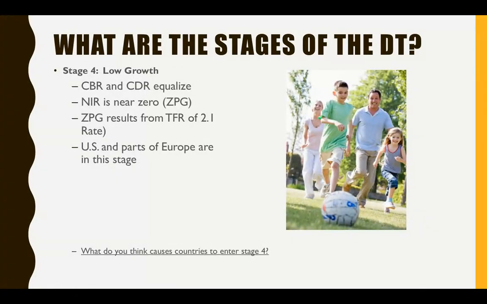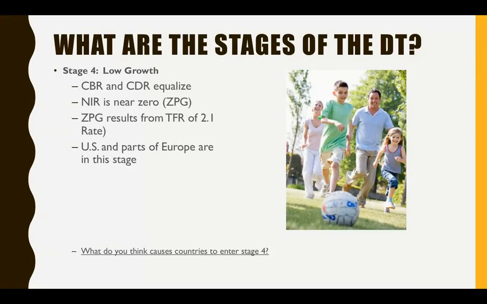Finally, we look at stage 4, which is low growth, and our more developed countries around the world, US, Europe, Australia, have really entered this stage. And so crude birth rate and crude death rate equal out together. That means our natural increase rate is right around 0, or ZPG, zero population growth.